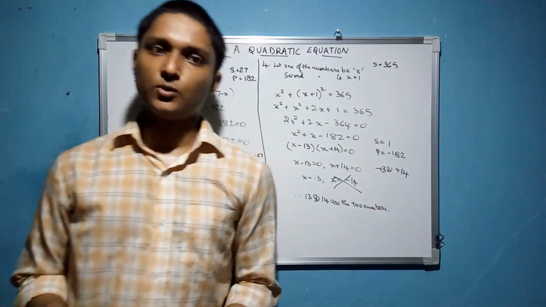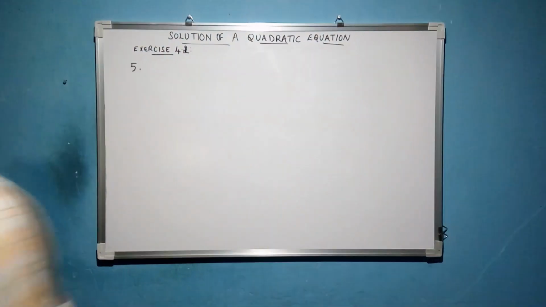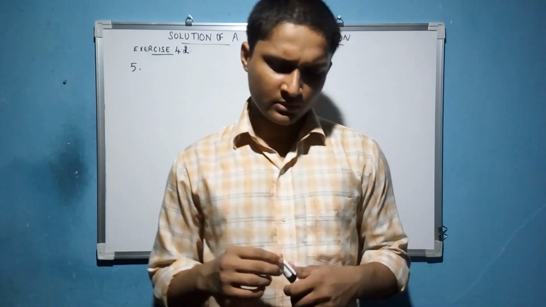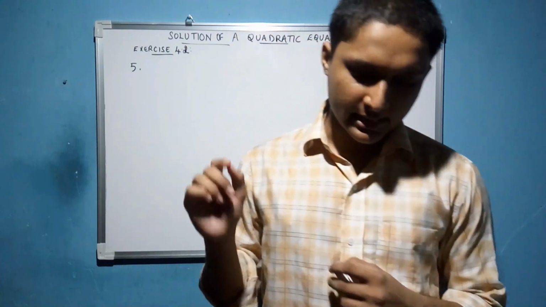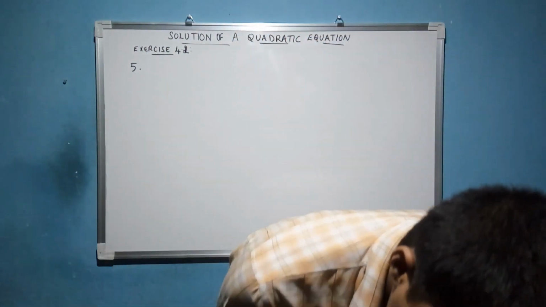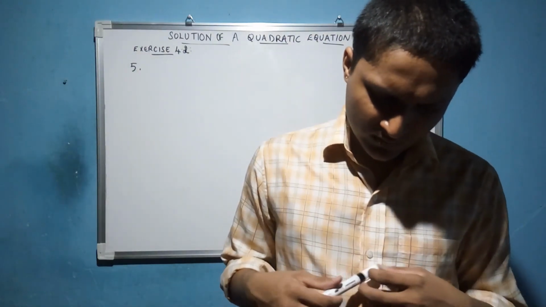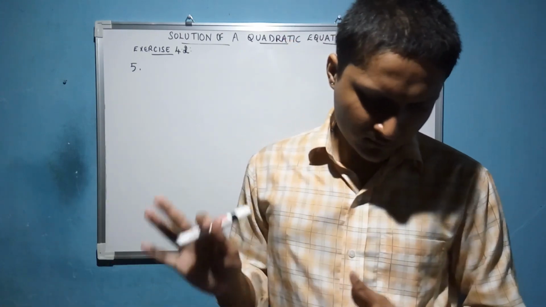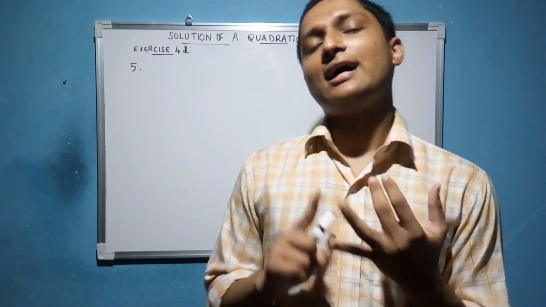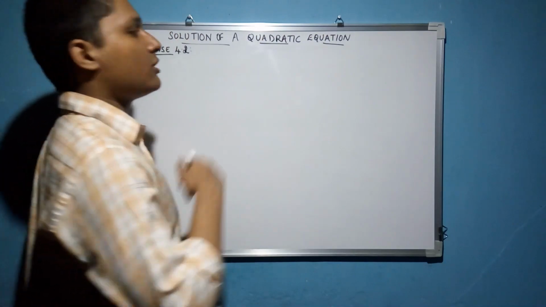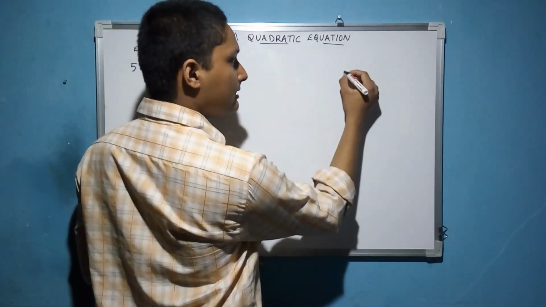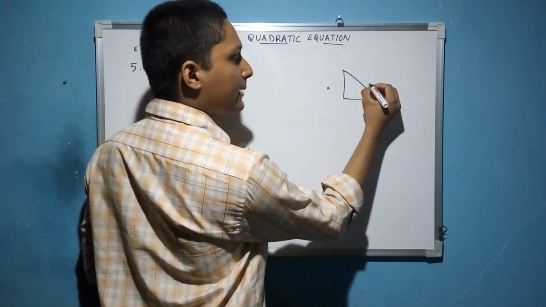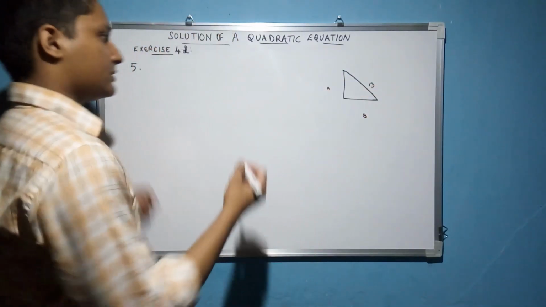Next we'll move on to the fifth question. Here you can see your question. The altitude of a right angle triangle is 7 centimeter less than its base. Let the hypotenuse be 13 centimeter. You are asked to find the other two sides, that is the altitude as well as the base. First of all, we'll draw the right angle triangle. So this is the base and this is the altitude. The hypotenuse given is 13 centimeter.